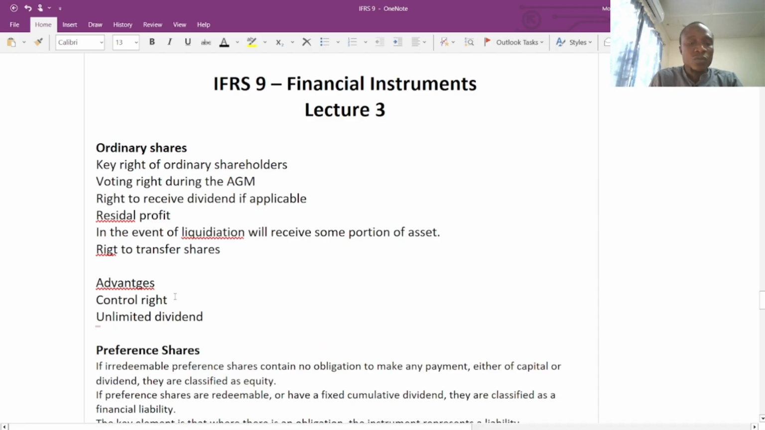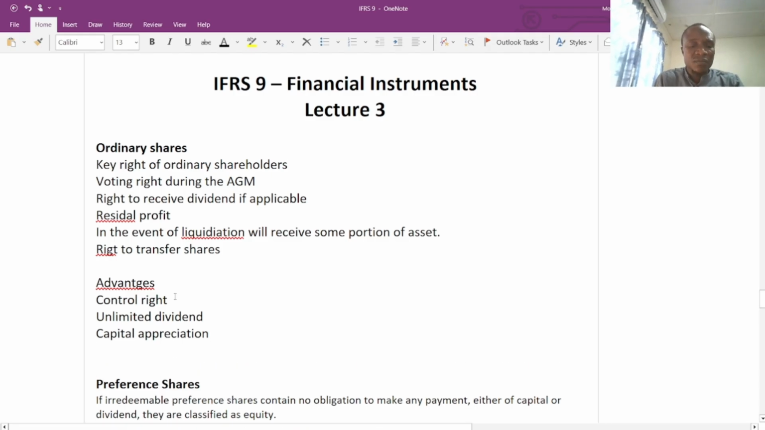Then also being an ordinary share, another key benefit is capital appreciation, which is very much important because you can buy shares today for, for example, $1 per share. Then in the next 2 to 3 years, the share price has increased significantly. So you can benefit from capital appreciation. Now, let's stop for the example with regards to this one.